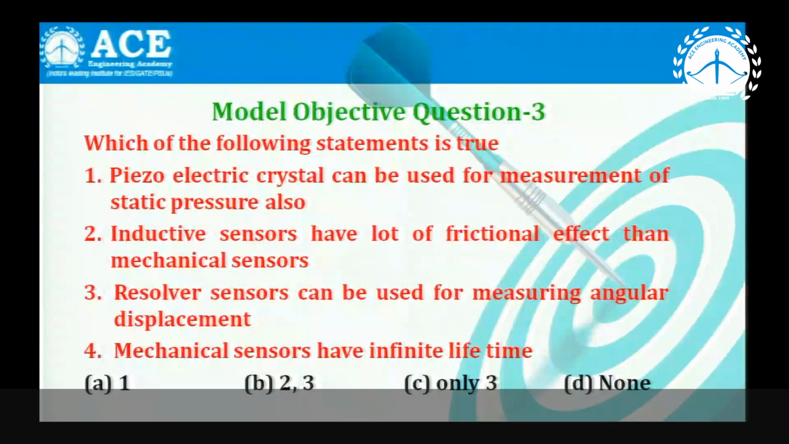Okay, so coming to true and false. In IES we have assertion and reasoning questions, true and false questions. So students should have awareness. Which of the following statements is true?